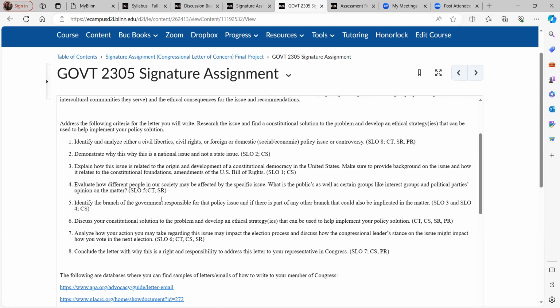Okay. Number 4: evaluate how different people in our society may be affected by the specific issue. This is where you're going to talk about public opinion, right? This is more like chapter 6, also the interest group chapter 11, and political parties chapter 9. So what is the opinion of the public, as well as of groups like interest groups and political parties, on the matter? This is where I would definitely recommend looking at some polling information. There are good places, like Gallup and Pew Research polls. You could also look at the Texas Politics Project, which does polling more for Texas.